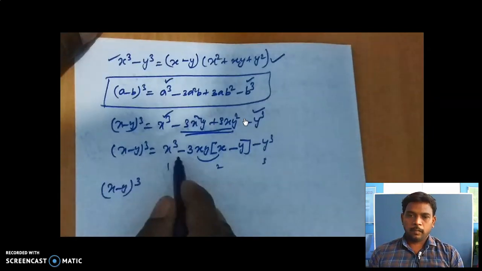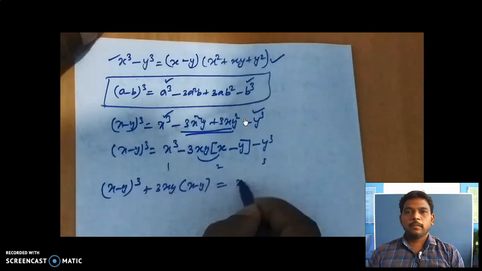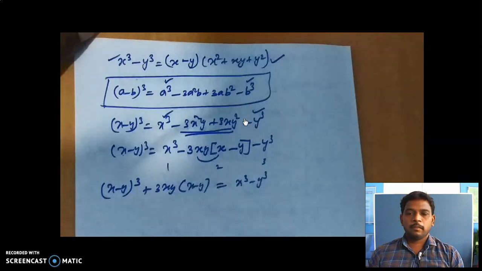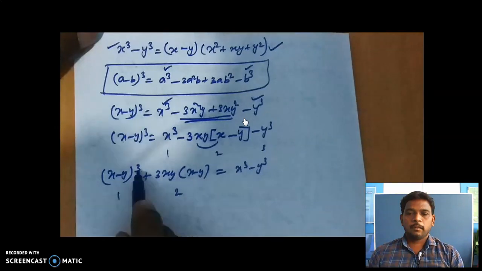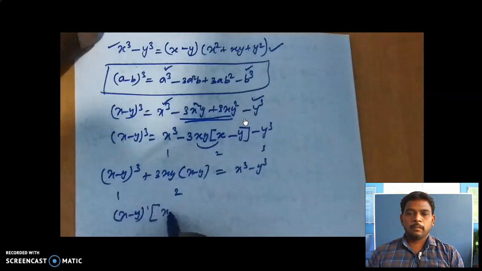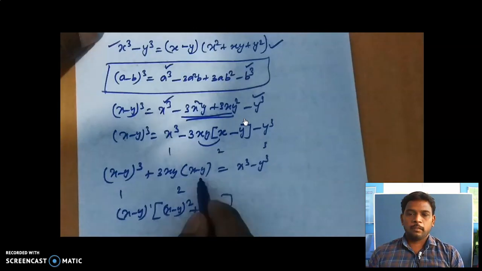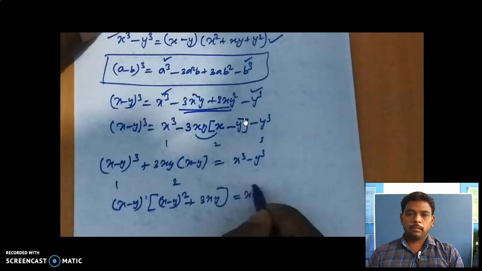So this will become plus 3xy into (x minus y), equal to the first term, and the third term will be there itself. Okay, now again, this is the first term, this is the second term. So out of the first term and second term, (x minus y) whole cube, here also (x minus y), so (x minus y) power 1 is common here. What are the remaining ones here? So (x minus y) whole square, because one term I took as a common. Plus, here 3xy alone is there because the (x minus y) I took out of the bracket. So equal to x cube minus y cube.